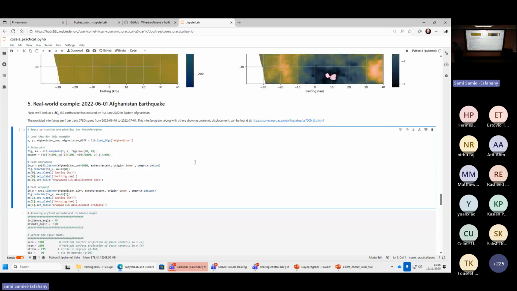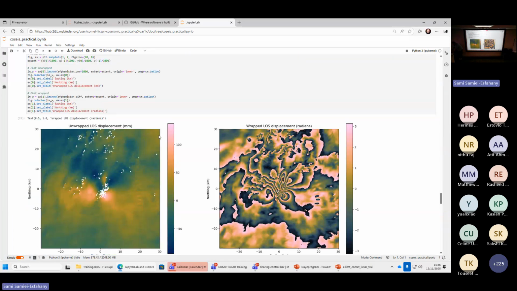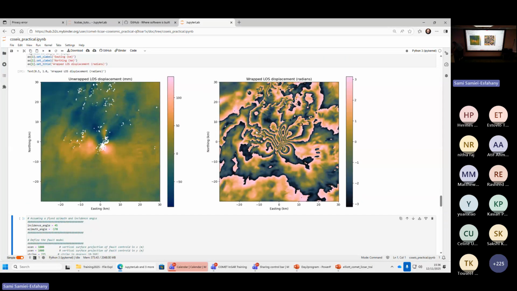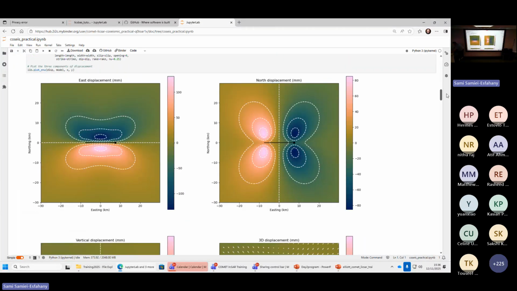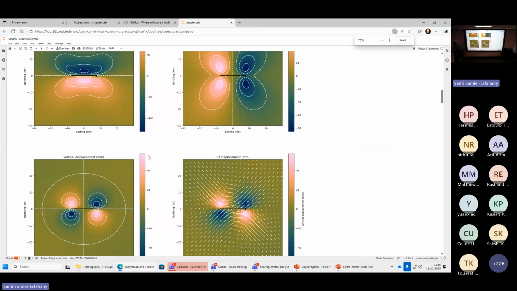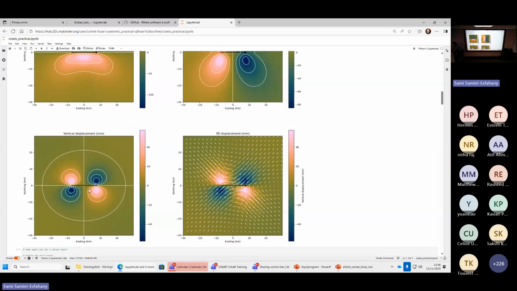Okay, so we'll move on to Afghanistan. You see these four lobes here? That's characteristic of a strike slip event. So if I go back to this here, you can see the vertical displacement gives us these four lobes.